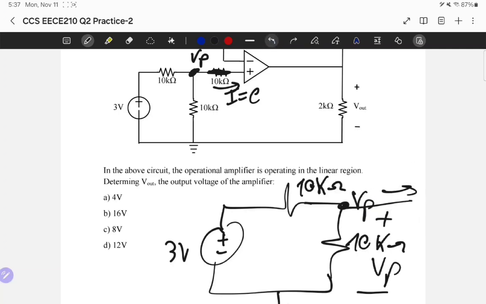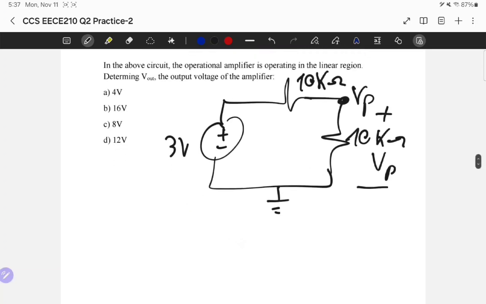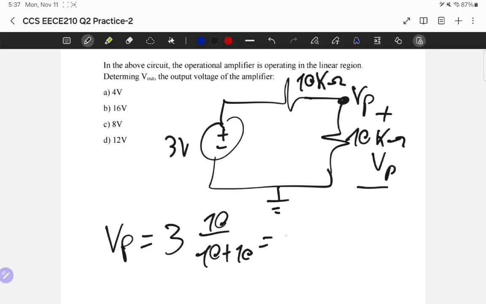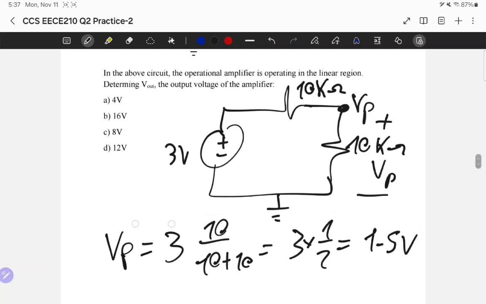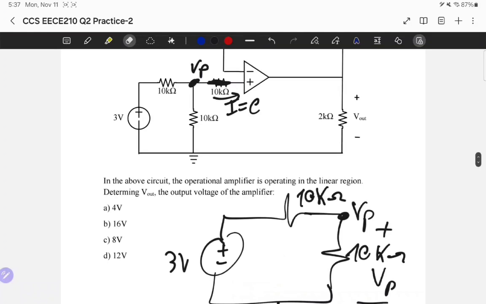Okay? So my circuit does look like this, and this is a voltage divider, right? Because I have two resistors in series, 10 kilo ohm and 10 kilo ohm, in series with the voltage source. Notice how the resistors are equal. So if I'm going to find Vp, the voltage divider formula is 10 over 10 plus 10, which is one half, times 3. Each resistor gets equal voltage. I divide the voltage by half for the resistor, I get 1.5 volts. So Vp is 1.5 volts from my analysis.